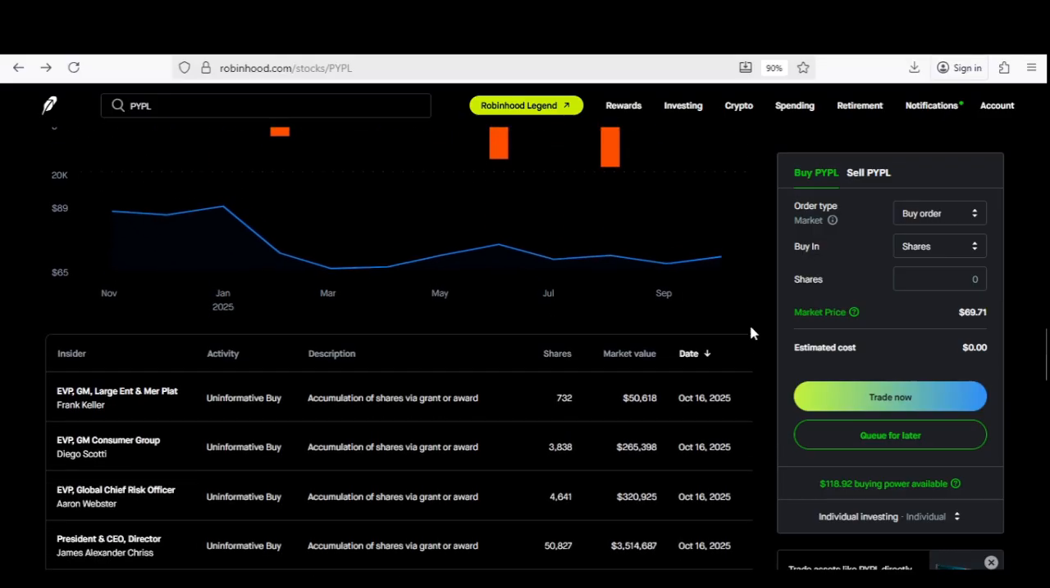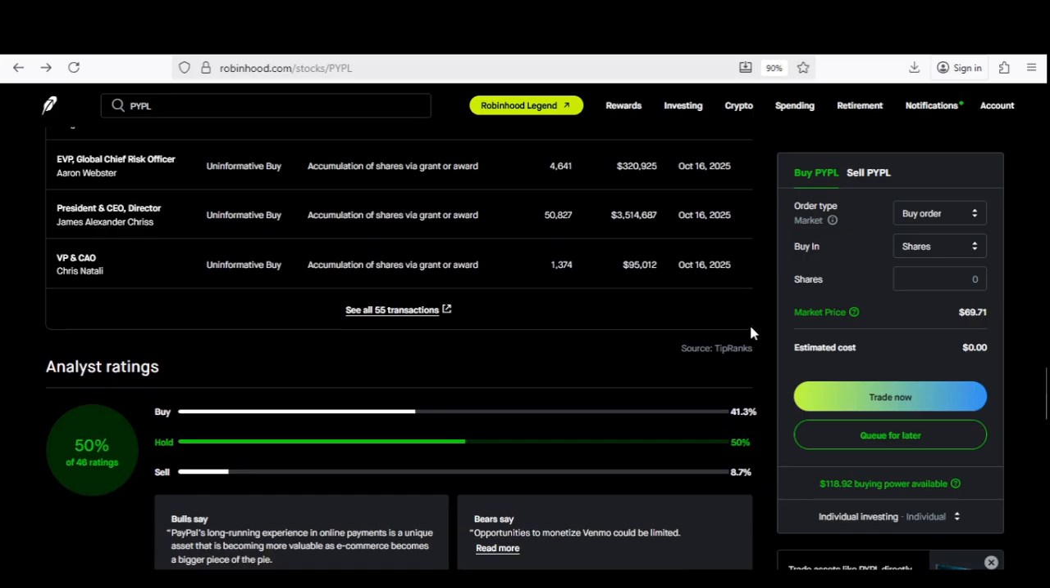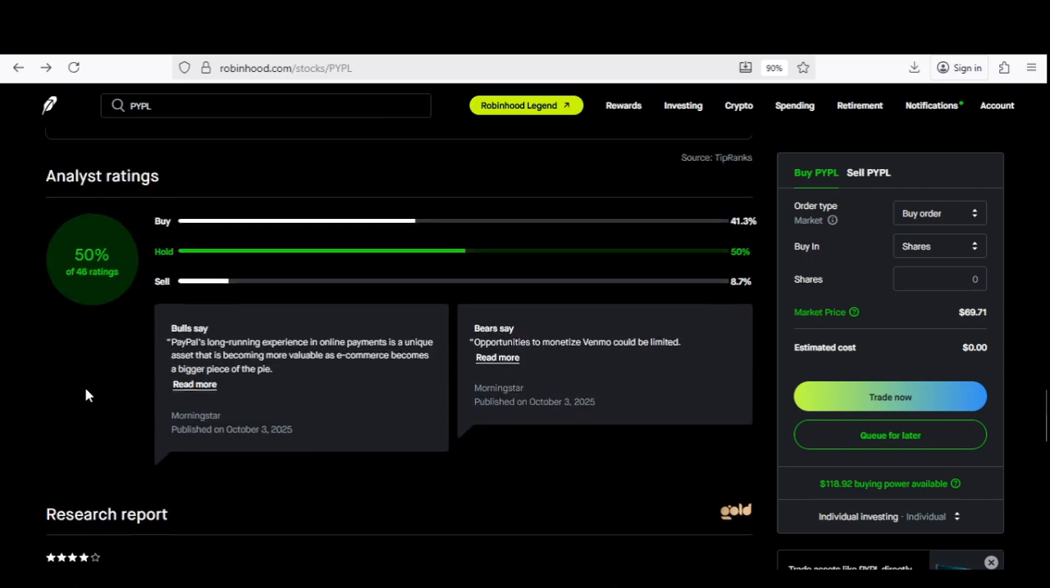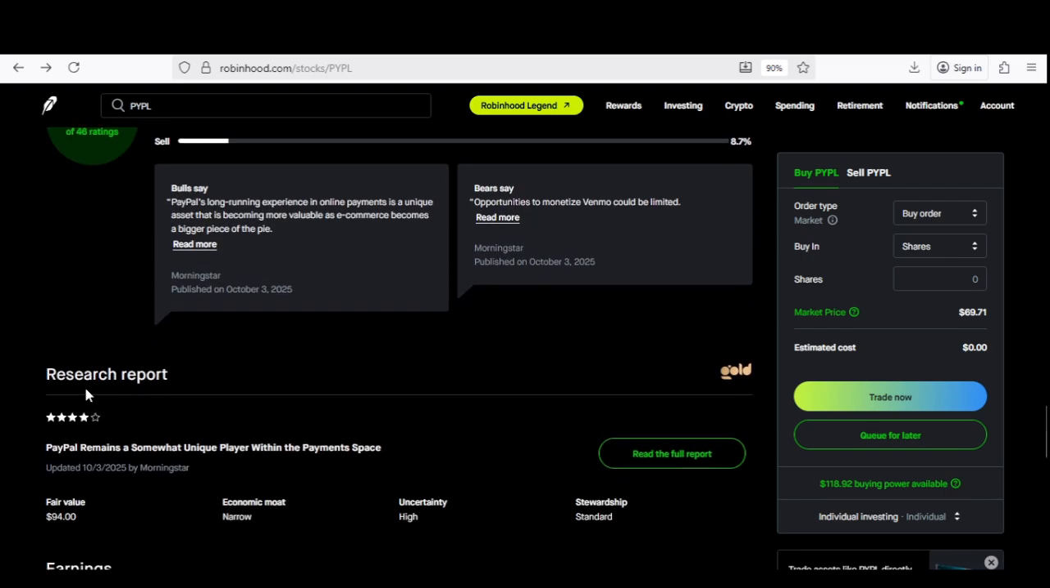Now, the last thing I want to bring to your attention is going to be the analyst ratings. The analyst ratings is a strong hold. They're saying now is not the best time to buy it, and it's not the best time to sell it, but it'll be a good time to hold. Now, when you go to the research report, you can see that the analysts also give this a fair value of $94. The $94 value represents a $24 upside from the current price of $69.71. So again, there's value to be added here.